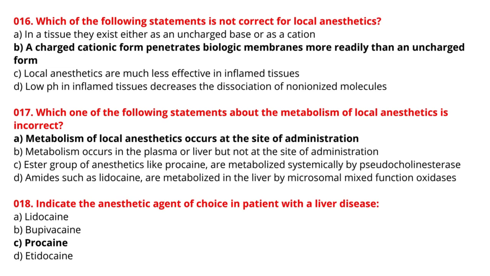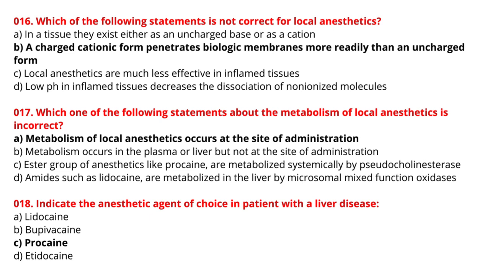016. Which of the following statements is not correct for local anesthetics? A. In a tissue, they exist either as an uncharged base or as a cation. B. A charged cationic form penetrates biologic membranes more readily than an uncharged form. C. Local anesthetics are much less effective in inflamed tissues. D. Low pH in inflamed tissues decreases the dissociation of non-ionized molecules. Answer is B.